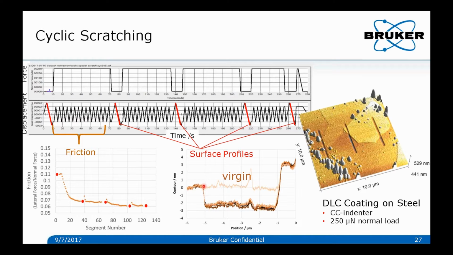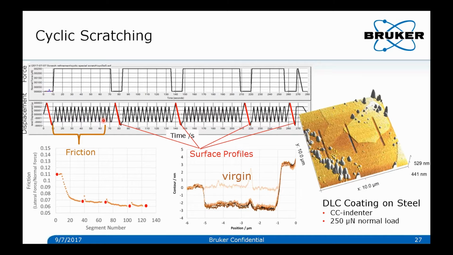So you see the original virgin profile of the surface here, and then you see the profile after we've done these reciprocating scratch tests. So it's a fairly smooth sample. You have only about 2 nanometers of height variation across a 4 micron scratch length. And you can see after that initial set of passes, there's not a lot of additional deformation that occurs, but you are continuing to sort of smooth out the surface.